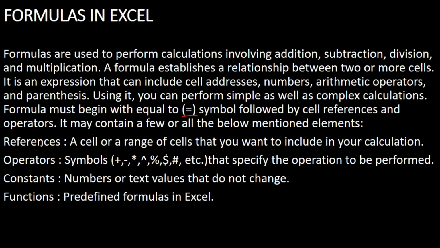So first one is references, a cell or a range of cells that you want to include in the calculation. Second is operator, symbols like plus, minus, whatever you are having in keyboard that we use basically in mathematical calculations that specify the operations to be performed. Next is constant, the numbers or text values that we do not change. And functions, these functions are predefined formulas in Excel.